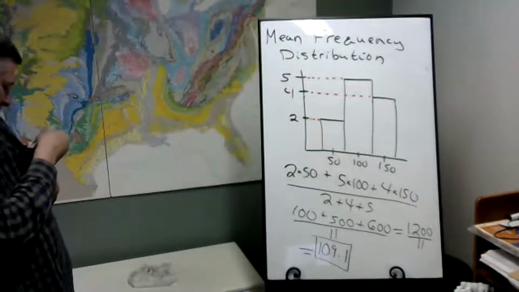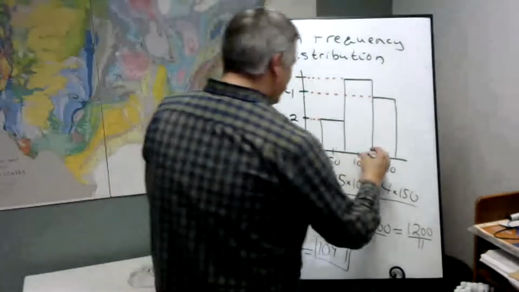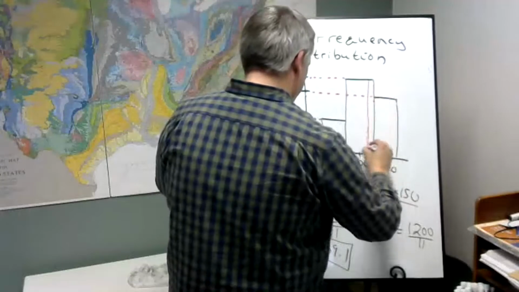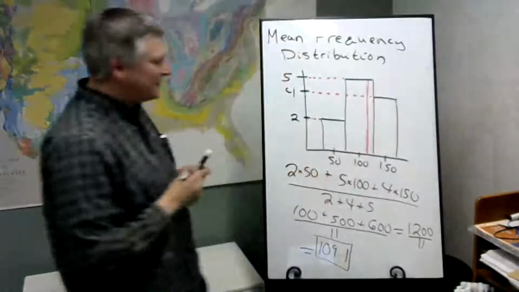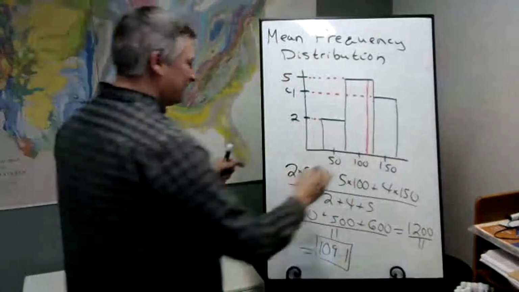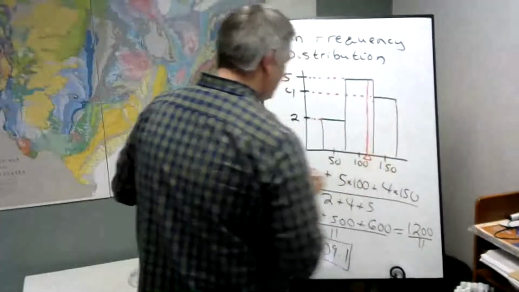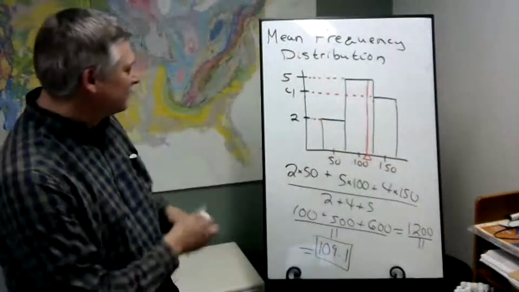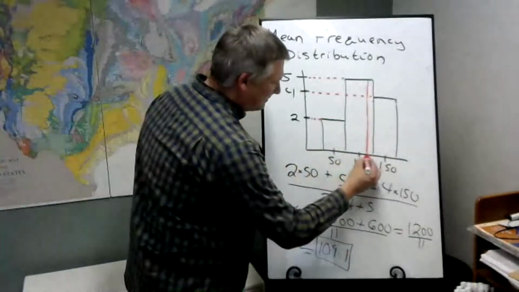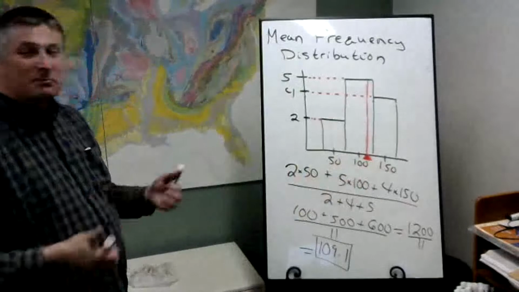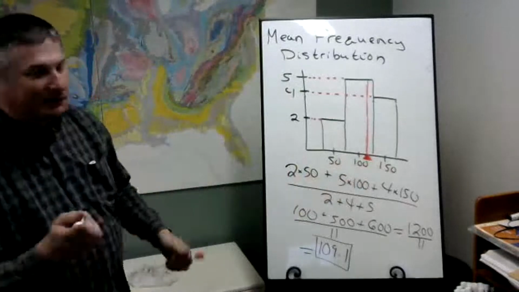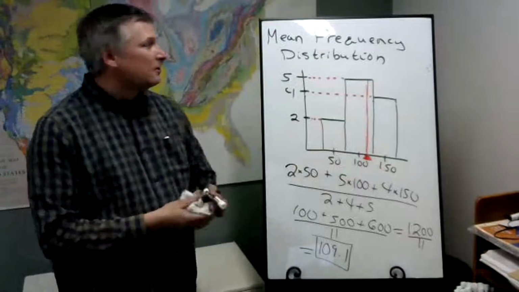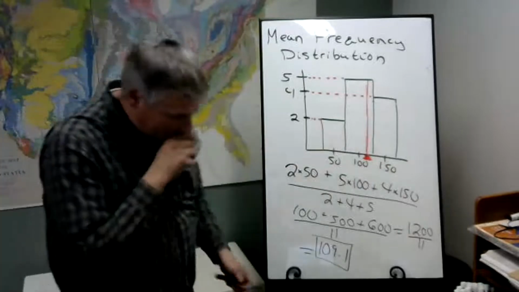So that puts us right about here. This would be kind of like 109. If you think of this as a balance point, it makes sense. You've got a heavier block here than over here. So it's about 109.1 or 109. So that's how we do a mean for a frequency distribution.